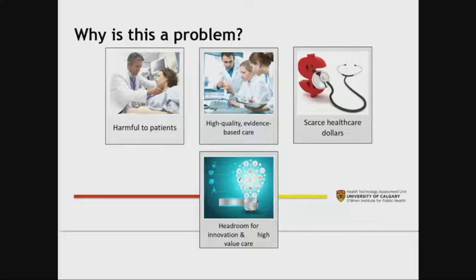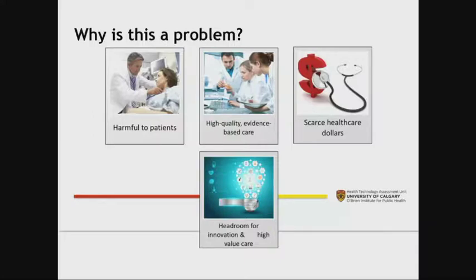Well, first off, it's possibly harmful to patients. So in that situation where a technology provides no clinical benefit, why are we putting patients through that? We should expect, and I hope we all have, the opportunity to have high-quality, evidence-based care, which is kind of the antithesis of low-value care. Within our scarce healthcare resource dollars, we do want to be spending it on things that achieve maximum value. And so again, putting us into a dichotomy of high-value care, where we simply can't afford to have low-value care.